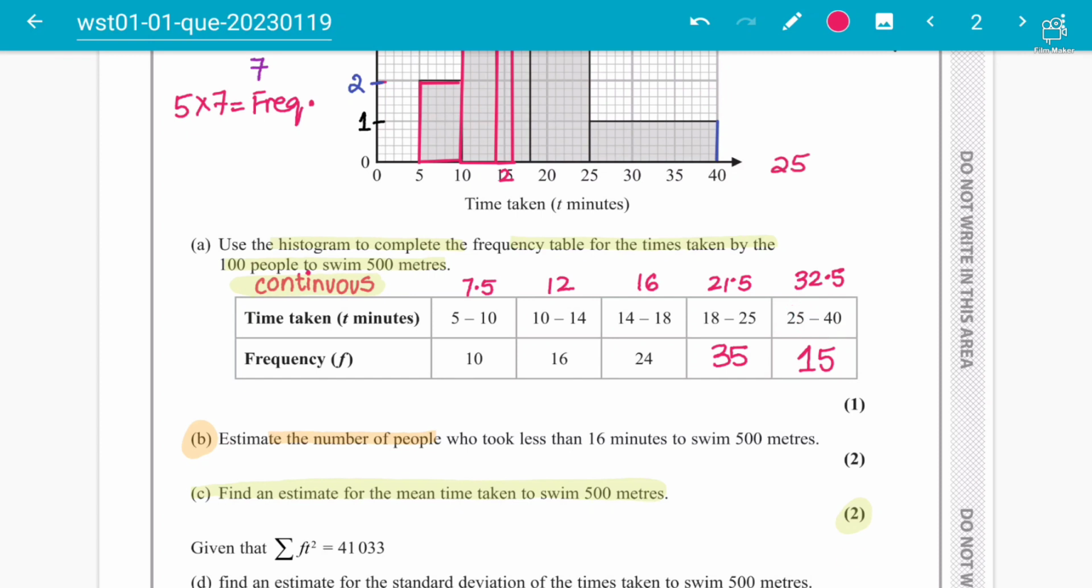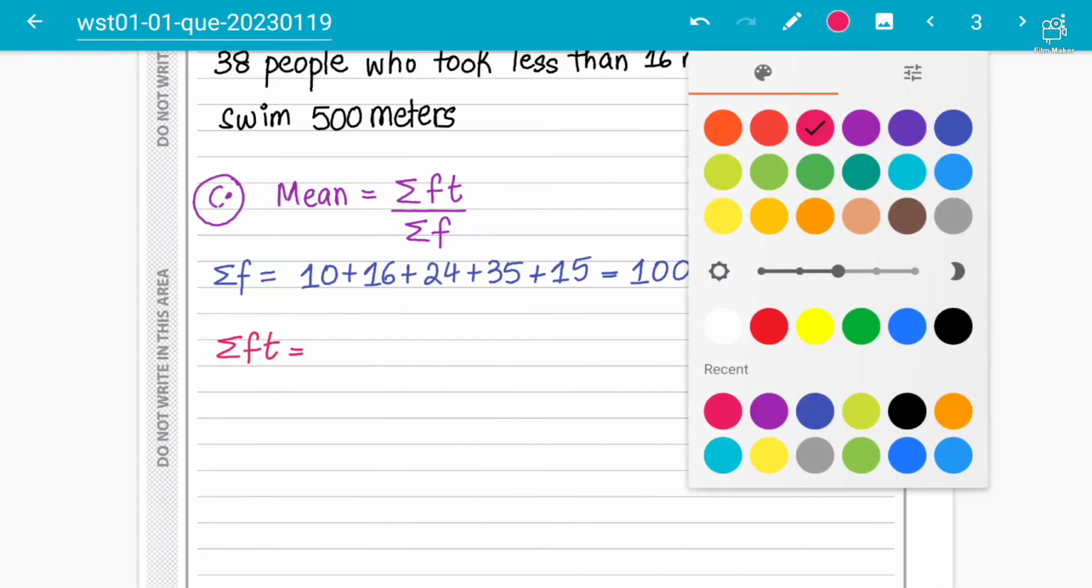Let me do just one for you so everyone gets it. If anyone is struggling with this, they can understand how I got 32.5. Similarly, 18 plus 25 divided by 2, you get the values. And now just multiply, students.